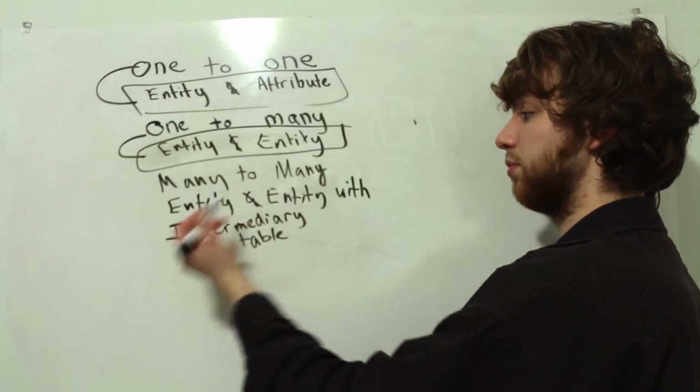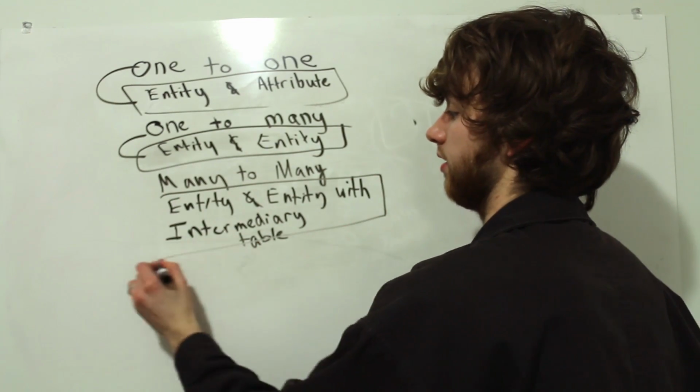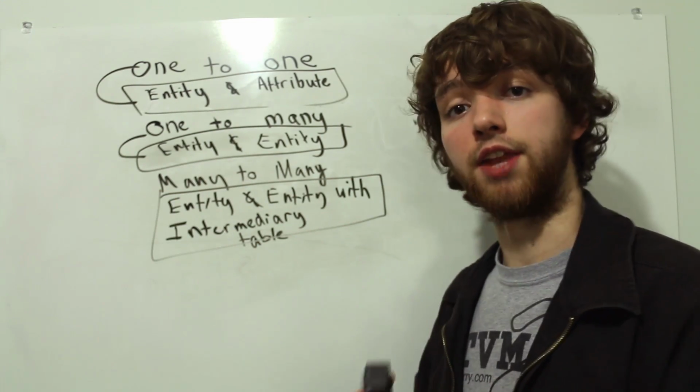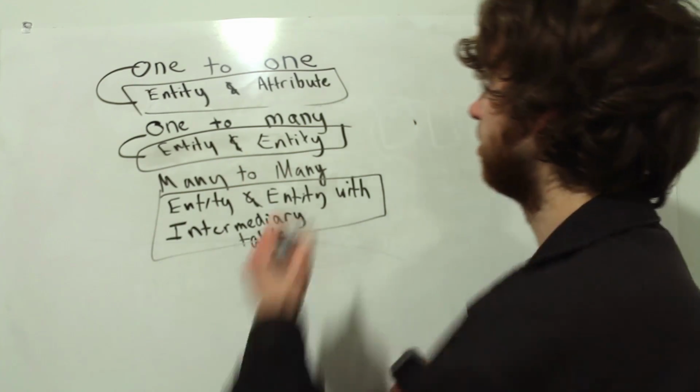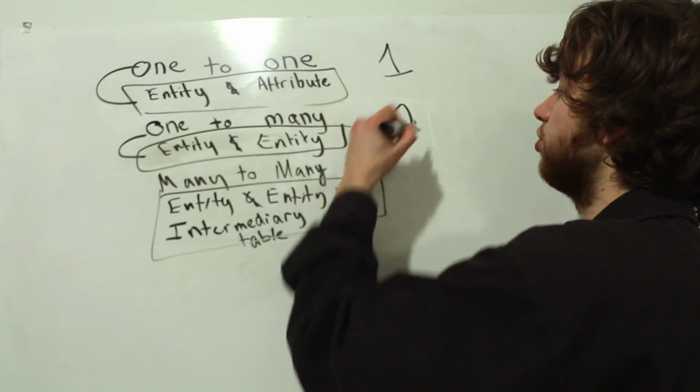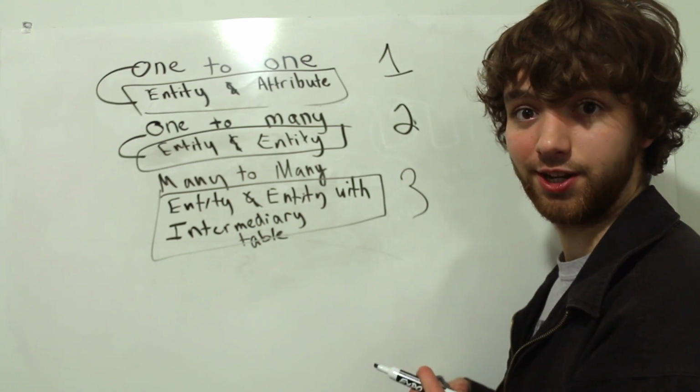So entity and entity with intermediary table. That is how we would memorize that. And if you like to think about tables, like how many tables do these things take up? This is 1, this is 2, and this is 3.